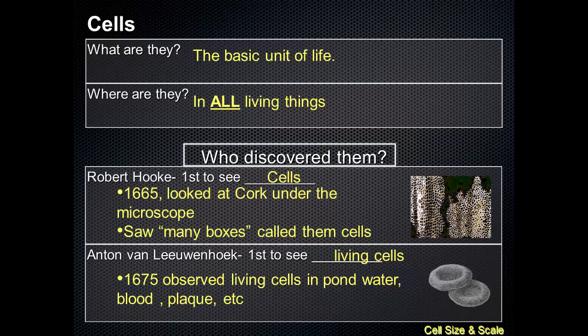He looked at the plaque between people's teeth, and what he found there was very, very tiny cells that are bacteria. So he saw living bacteria as well. So Leeuwenhoek studied all of these various things. He published a book with all of his drawings, and he's one of the main people known for their work with the microscope and understanding the cell.